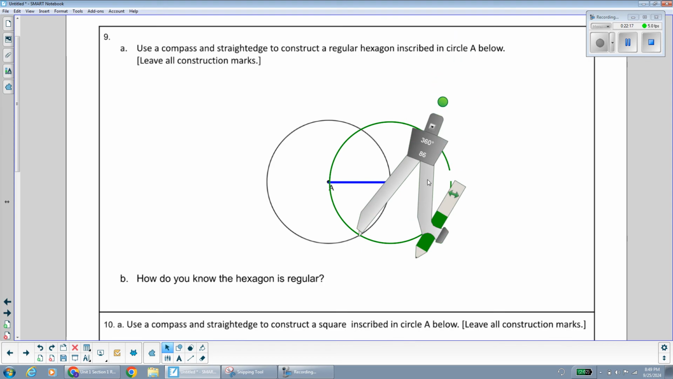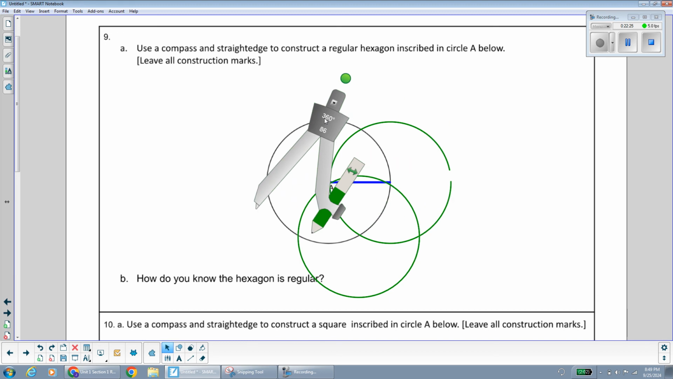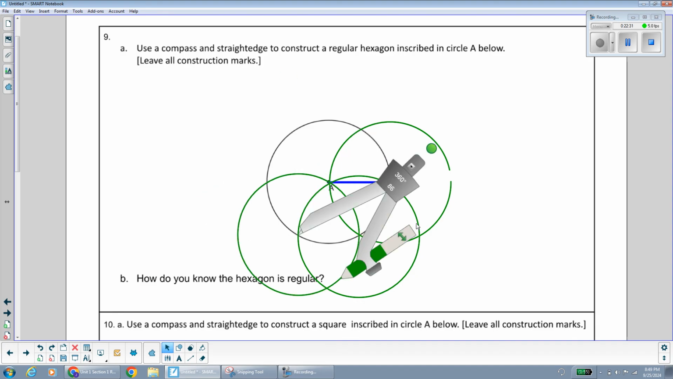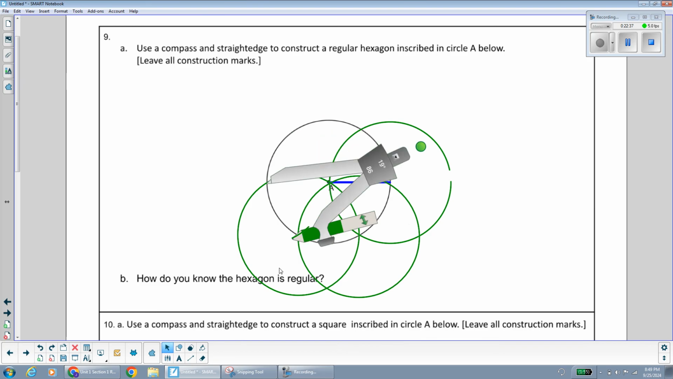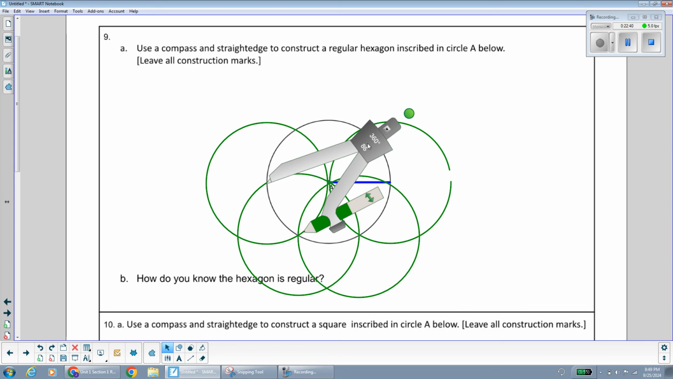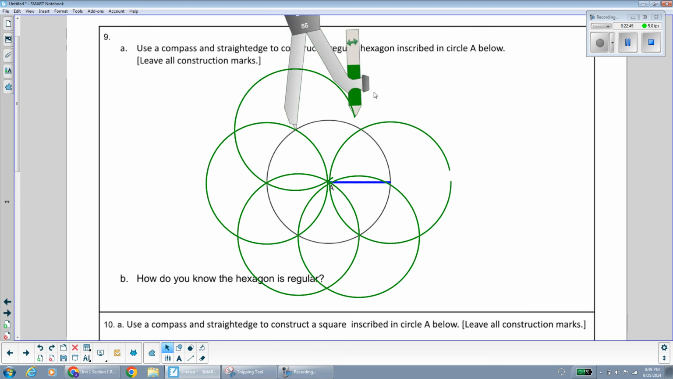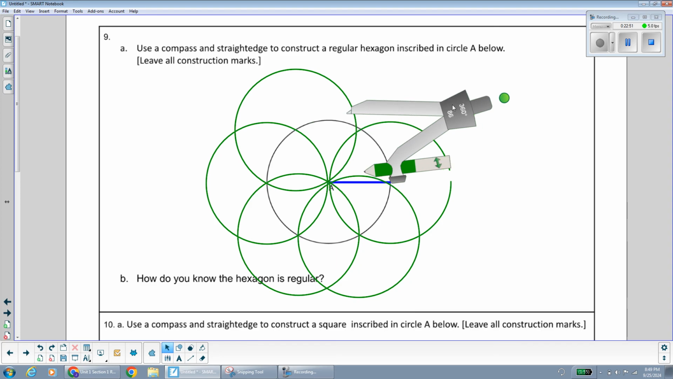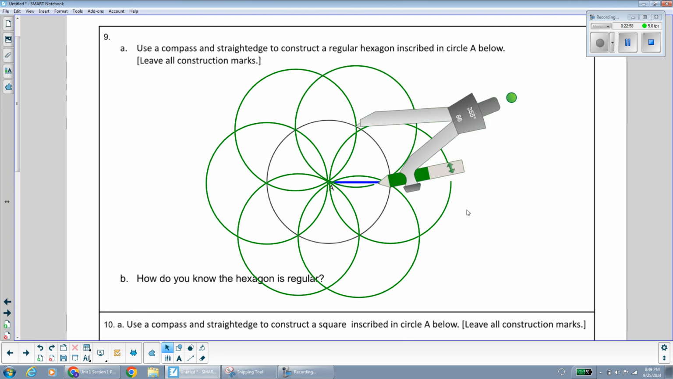I'll go down here first to where the circle intersects the first circle. Swing another one. Where it intersects the first circle is where we're going to go to now. And we're going to end up with 7 circles in total, 6 equally spaced ones around the original circle. So you're looking for where your new circle intersects the original circle. That's what you're looking for here. One more. Looks pretty.